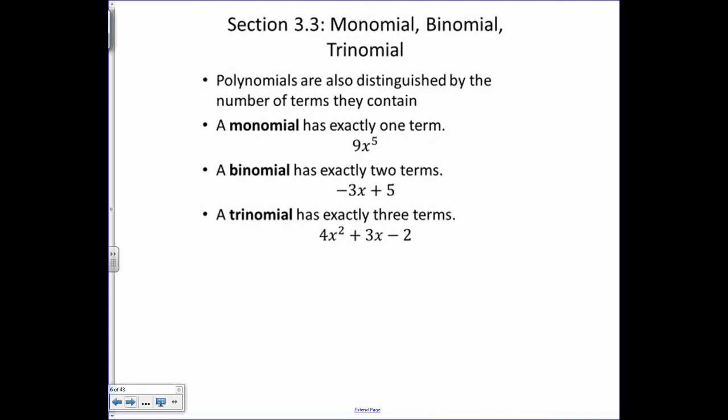So we also distinguish polynomials by the number of terms that they contain. A monomial has exactly one term, something like 9x to the fifth. A binomial has exactly 2 terms, negative 3x plus 5. And then a trinomial has exactly 3 terms, 4x squared plus 3x minus 2.